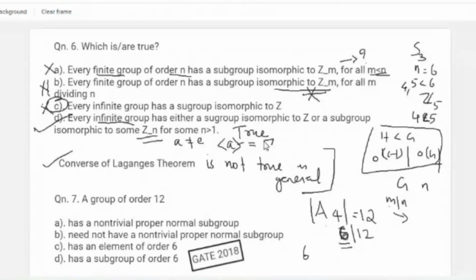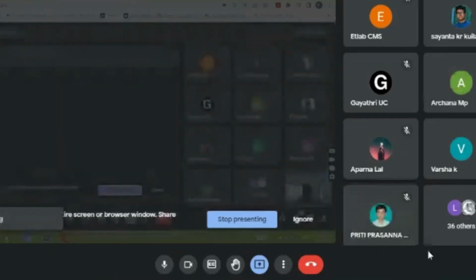Is that or is it? Depends, because whether a raised n's terminate at some stage or whether it continues to be different, to give different elements. Okay. Am I right? Yes, ma'am.